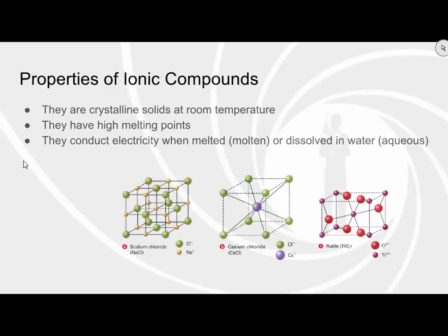So what are some properties of things that are ionic compounds, that have ionic bonds in them? So ionic bond is the strongest of those three bonds. Very strong. That positive, negative electrostatic force is very strong. So they form crystalline solids. So they have this unique arrangement of crystals at room temperature. So most of them are solids.